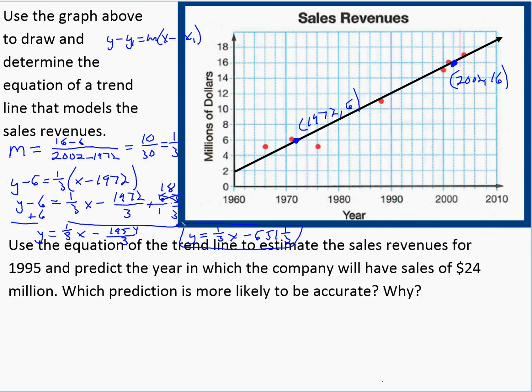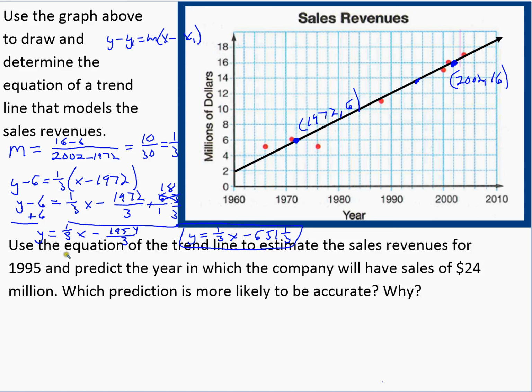Sorry. And predict the year in which the company will have sales of 24 million. So we want to do two things here. We want to figure out the sales for 1995, which is in the middle here. So we could try to find 1995. There's 1992, 94, 96. So coming up here, 1995, it looks like it's going to be around 13 million.